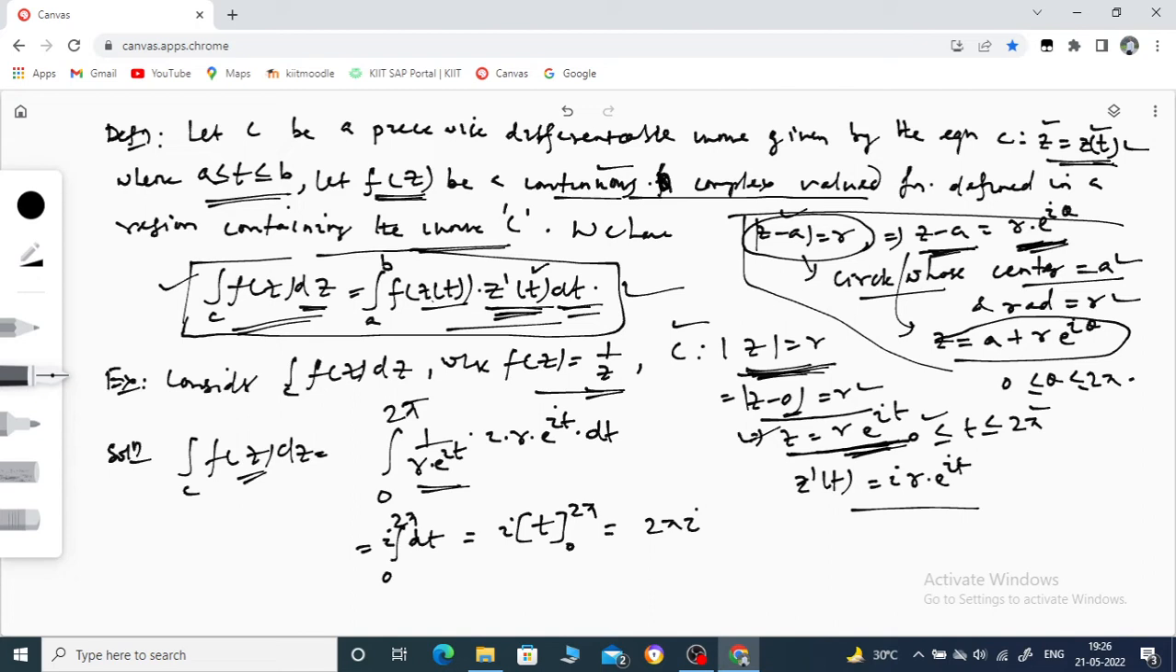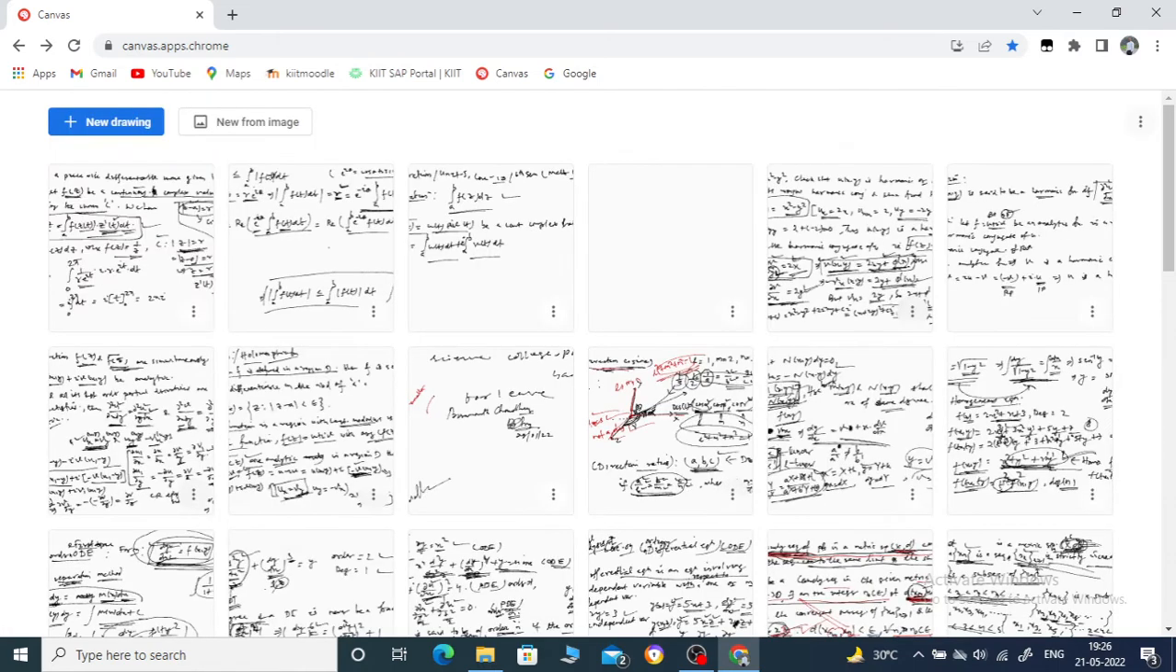So this is the process of how to find the integration. Okay, now we come to another thing.